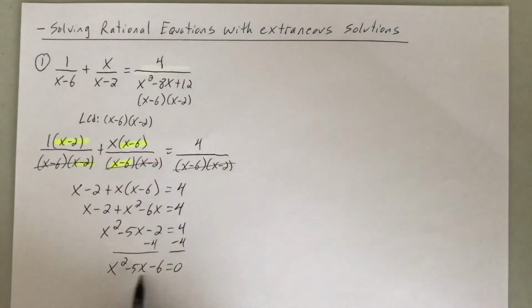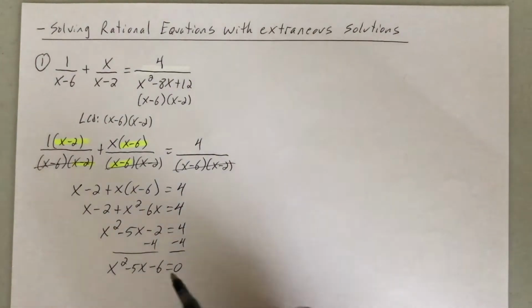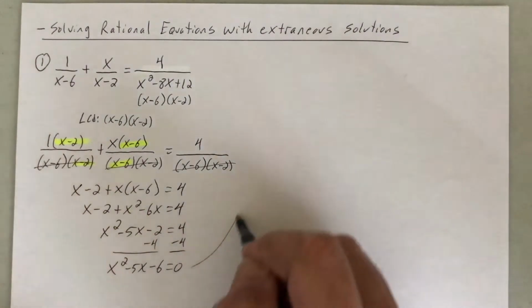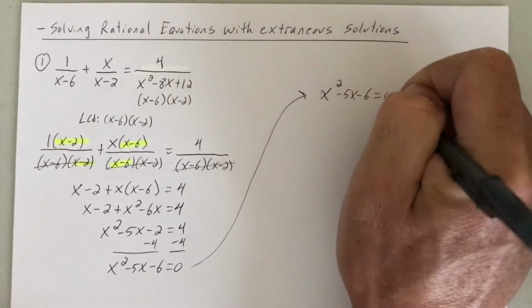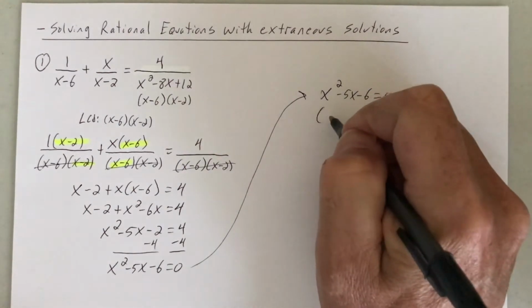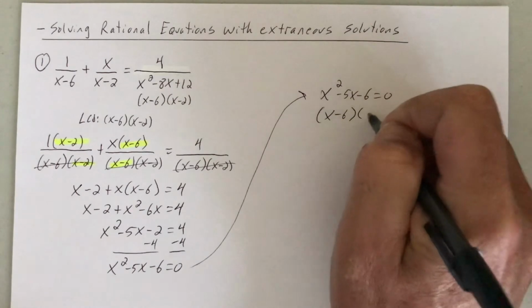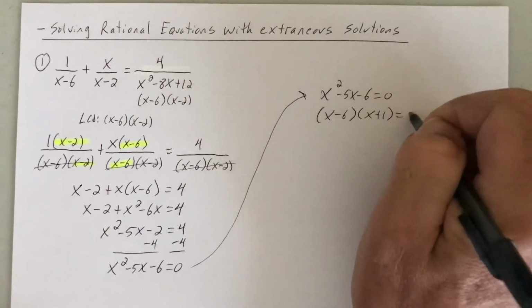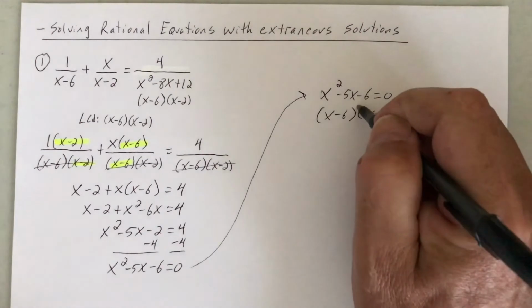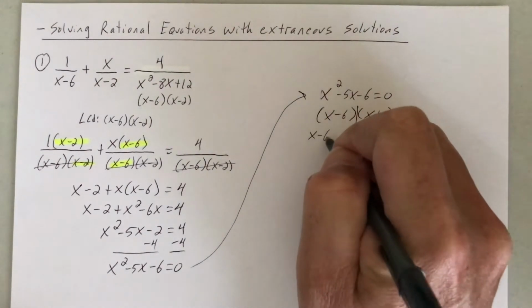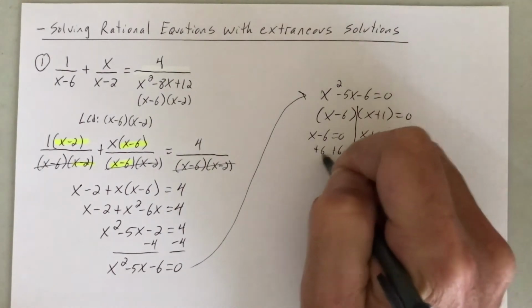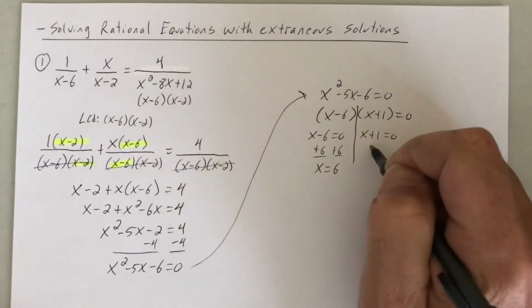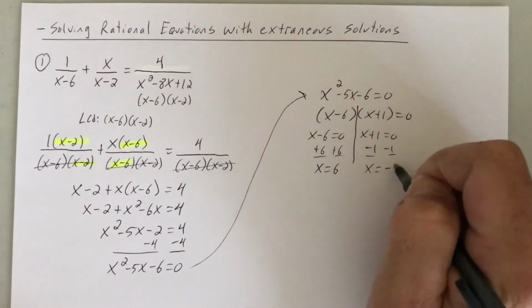So I set it equal to 0 because I could tell I was going to get a trinomial. I'm going to want to factor this, solve by factoring. So I take this trinomial, and when I factor that, I get x minus 6 times x plus 1. And to solve by factoring, just set each factor equal to 0. So x minus 6 equals 0, and then solve it. So we get x equals 6 and x equals negative 1.